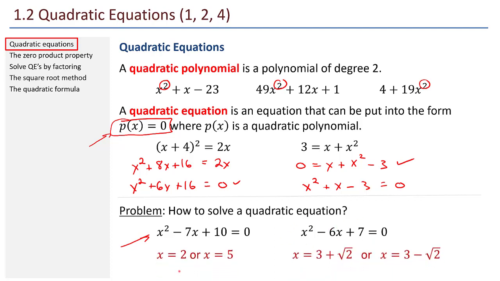Well, in the first case, it turns out that the answer is x equals 2 or x equals 5. There are two different solutions to this equation. On the right, it's a little more complicated. x equals 3 plus the square root of 2, or x equals 3 minus the square root of 2. How in the world do we get that solution? Well, we will find out in a little bit. All right, let's tackle this problem. How do you solve a quadratic equation?